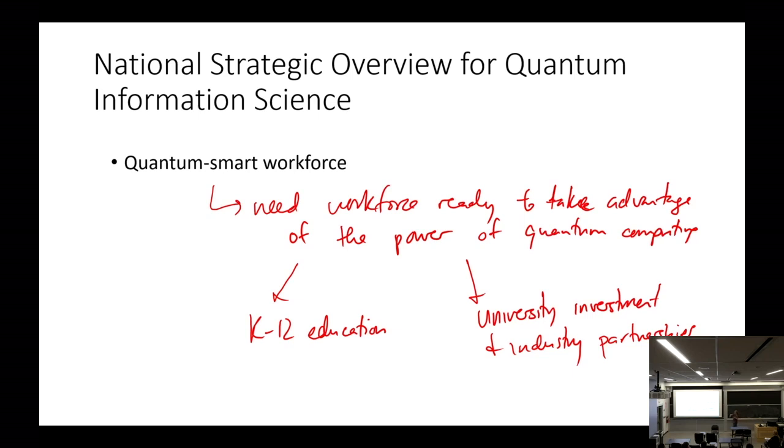This one, I think, is pretty evident from all of us sitting here. I mean, you are part of the quantum smart workforce. But this partnership with industry is pretty important because they're on the ground and know exactly what is needed. What do we need to know to do what they're doing? How do we need to be able to communicate to be effective at Google in their quantum division?